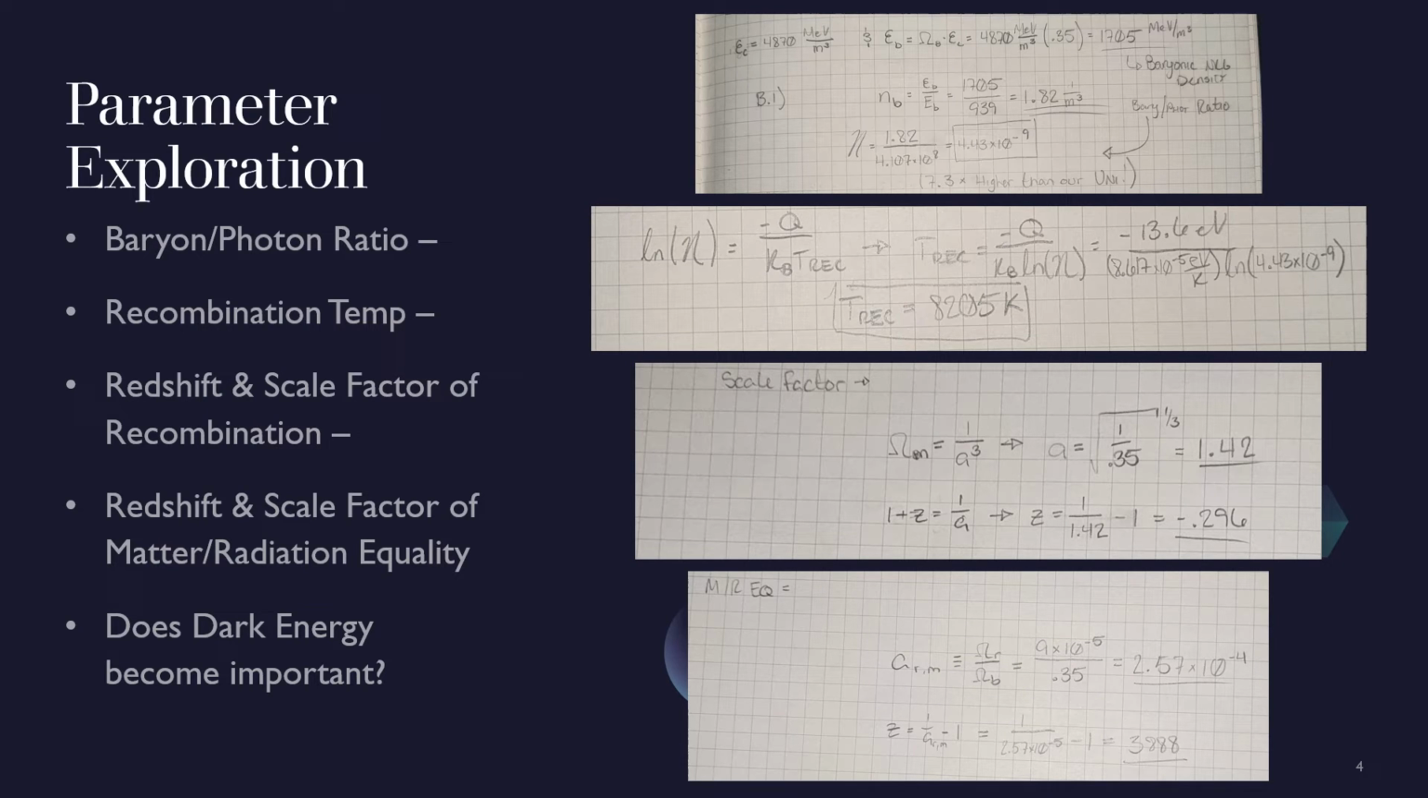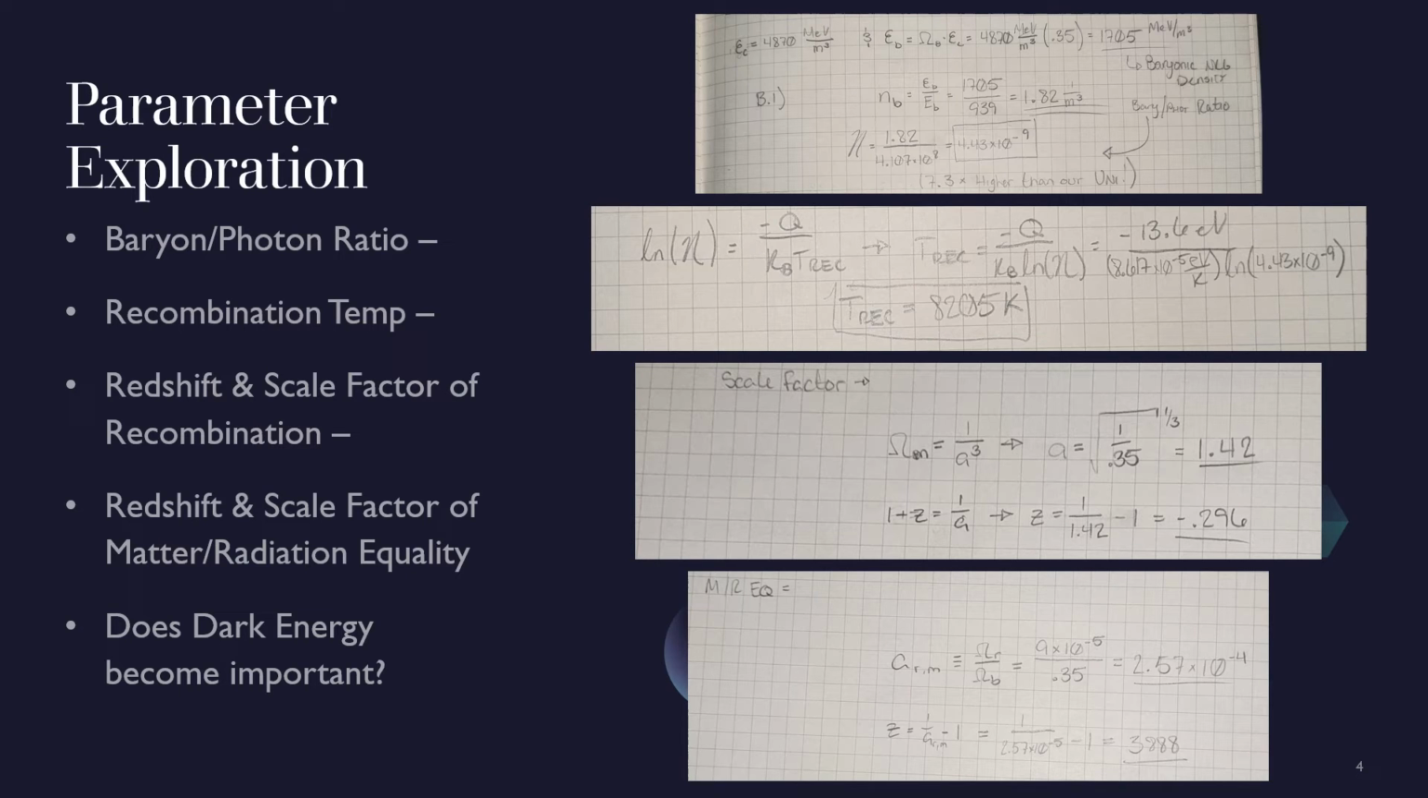The baryon to photon ratio, which is this first image, I calculated it to be 4.43 times 10 to the negative 9th, which is 7.3 times higher than our own universe. The recombination temperature that I calculated for my universe using that baryonic ratio was 8,205. The scale factor of my universe came out to be 1.42, and the redshift came out to be negative 2.96.